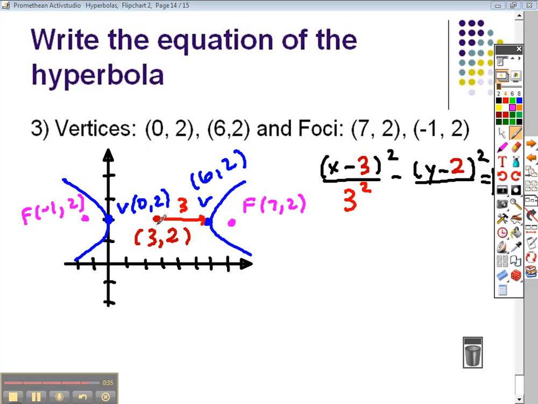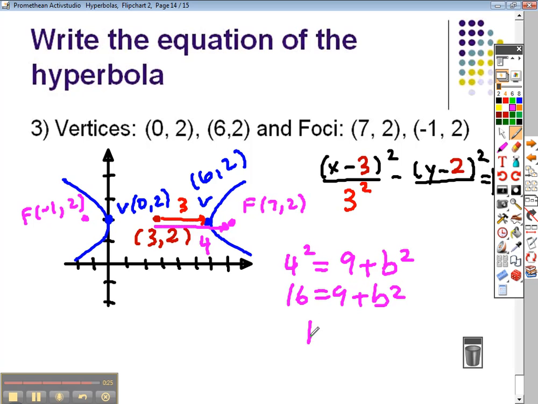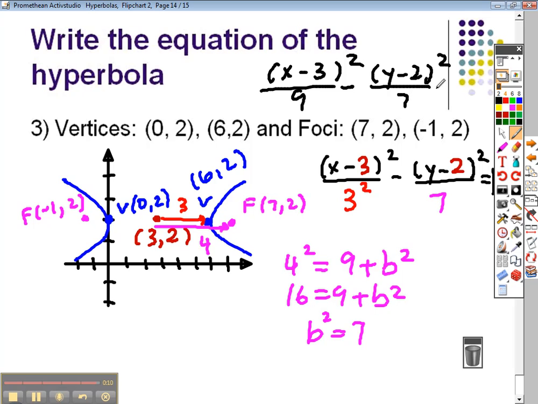I know the distance from the center to the focus is 4, so I can use 4 squared is equal to 9 plus b squared, or 16 is equal to 9 plus b squared, and you'll get that b squared is equal to 7, which will go in there. So the final answer to this is going to be (x minus 3) squared over 9 minus (y minus 2) squared over 7 equals 1.